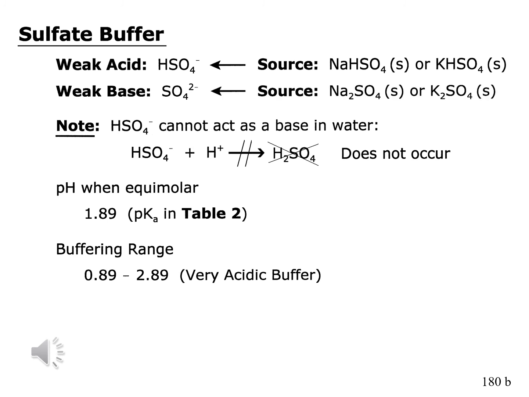If you're going to make this buffer, you would also have to have sulfate, which you can also buy as crystals. You can buy Na2SO4 or K2SO4. Why are there two sodiums? Because sulfate is -2, and when you cross down, you have to have a 2 on the metals.